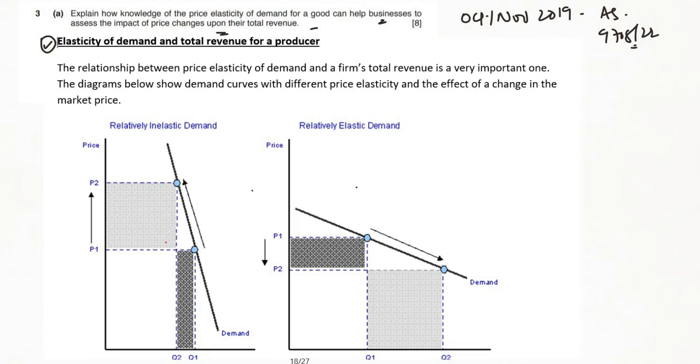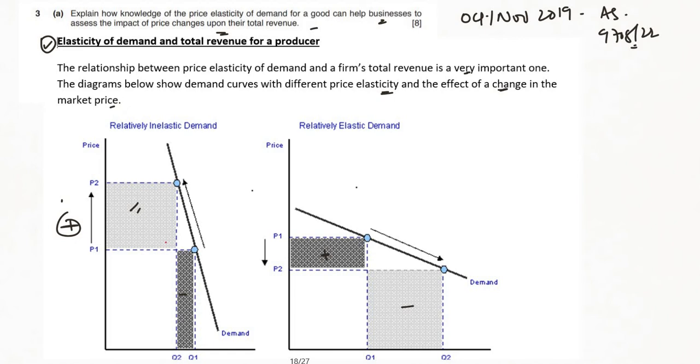So first of all, you will be writing that the relationship between PED and a firm's total revenue is very important. The diagram below shows the curves of PED and the effects of a change in the market prices, right? When the demand is inelastic, you will show this part that you are gaining, this part is being added and this part is being subtracted. And over here, what is happening? This part is being added and this part is subtracted.